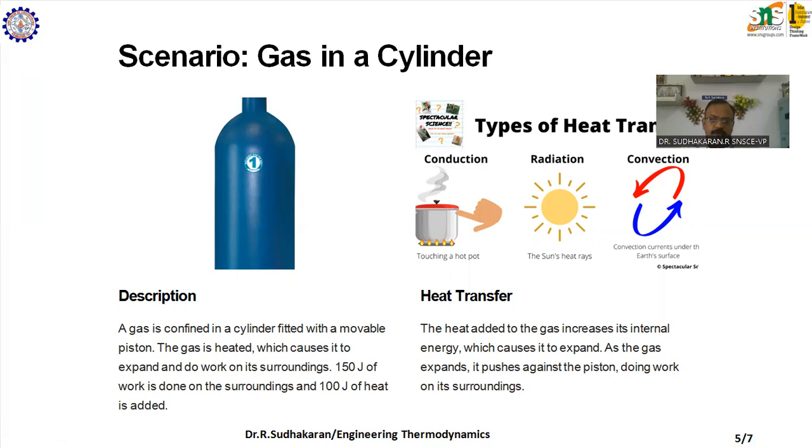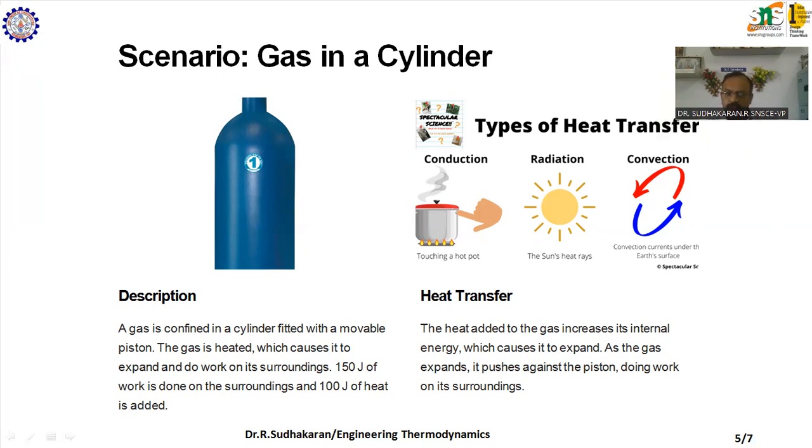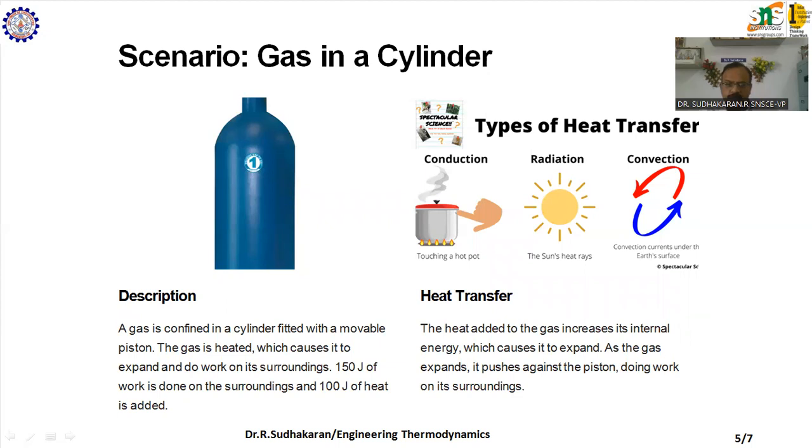Scenario: a gas inside a cylinder. The gas is confined in a cylinder with a movable piston. The gas is heated, which causes it to expand and do work on the surroundings. 150 joules of work is done on the surroundings and 100 joules of heat is added. Now we have to determine the change in internal energy.